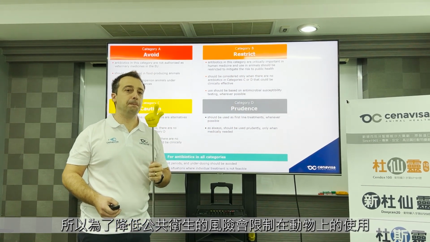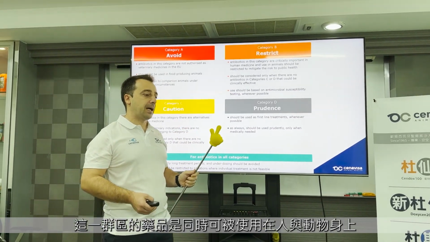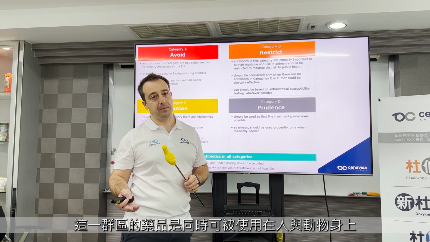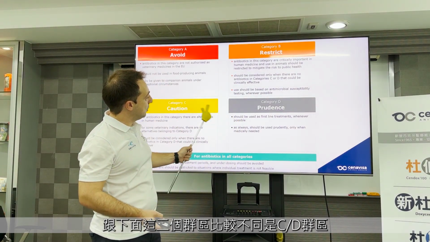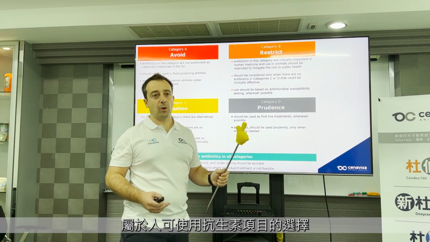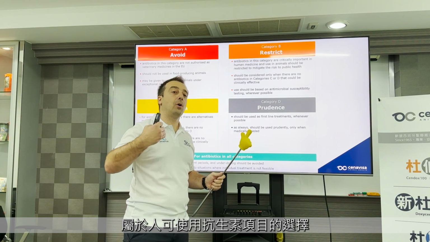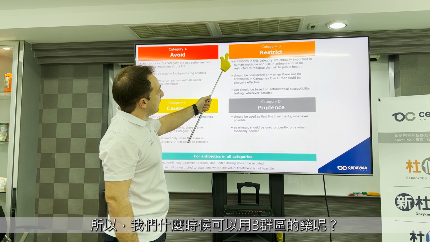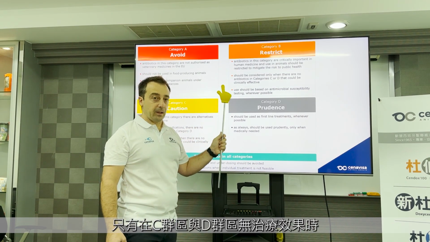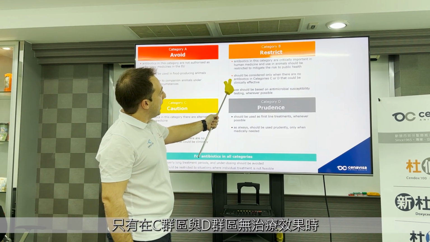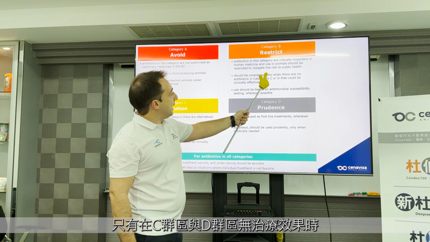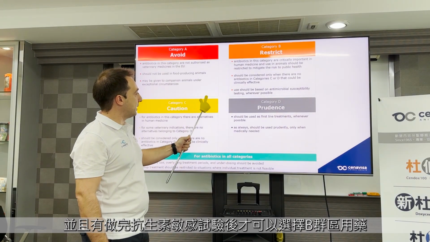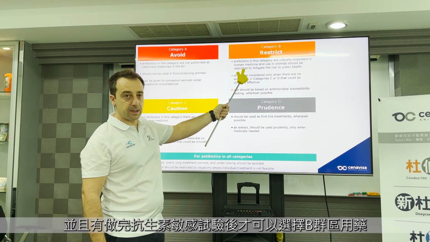So these are molecules that are used in human and in veterinary medicine at the same time. It's not the case of these 2, which are not used in humans or have other alternatives. Then when can we use category B? Category B should be used when you don't have an alternative in categories C and D. When you don't have an alternative here, you have to go to this.